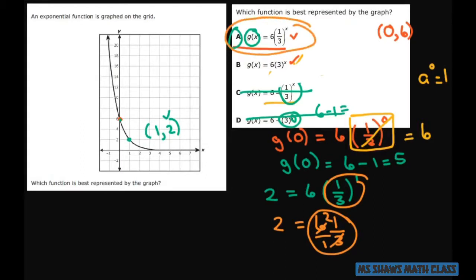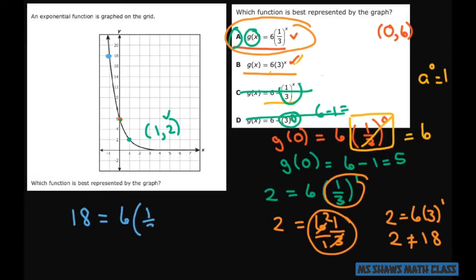And if you plug in here, it's not going to work. So if you say 2 equals 6 times 3 to the first, you'll get 2 equals 18, which is not true. You could have also plugged in this other point, and let's go ahead and do that. So I'll say 18 equals 6 times 1/3 to the -1. So this point here is -1, 18.